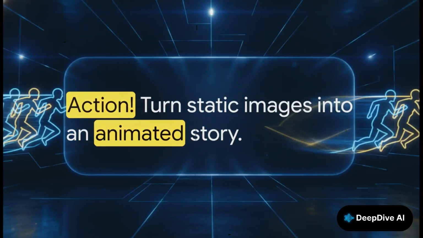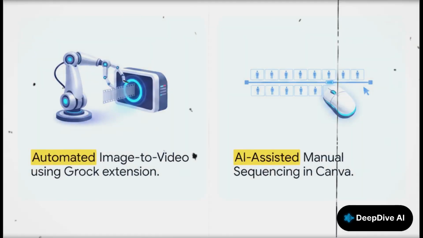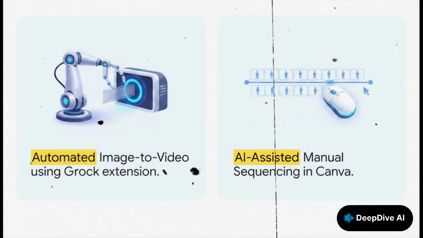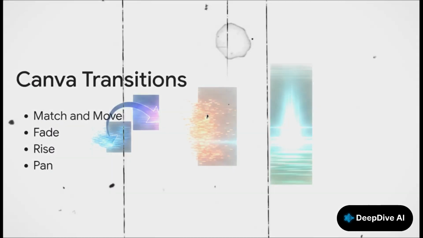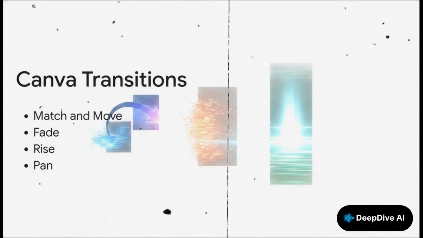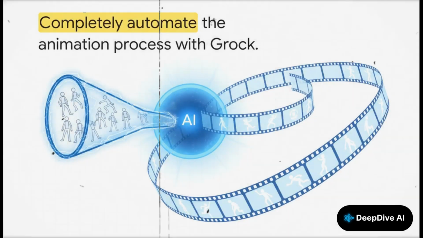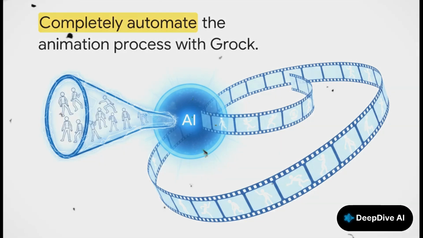Action! Phase 3 is where we turn those static images into an actual animated story. You've got two awesome free animation methods here: automated Grok or manual Canva sequencing. With Canva, just apply free transitions like match and move, fade, or pan for simple movement. Or, if you want it done for you, automate the whole shebang with Grok.